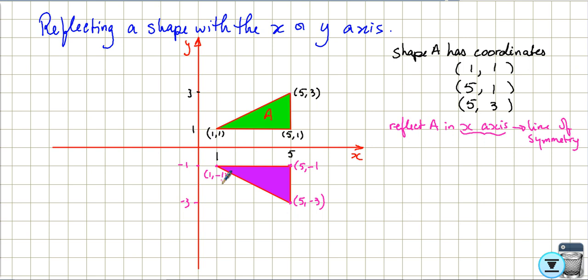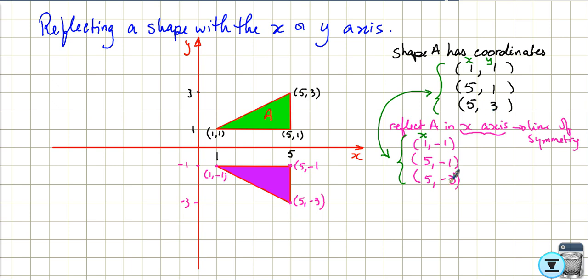So let's see what happened. We have 1, minus 1, we have 5, minus 1, and we have 5, minus 3. If we compare these two sets, what would I notice? I would notice that the x-coordinate did not change: 1, 5, 5, 1, 5, 5. And I would also notice that the y-coordinate from positive became negative.